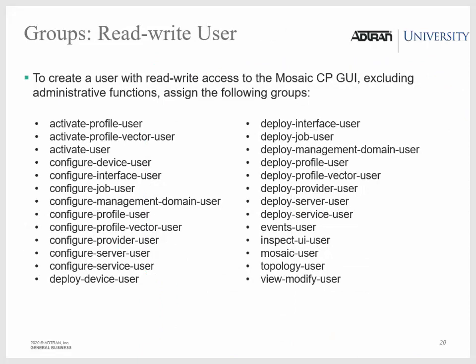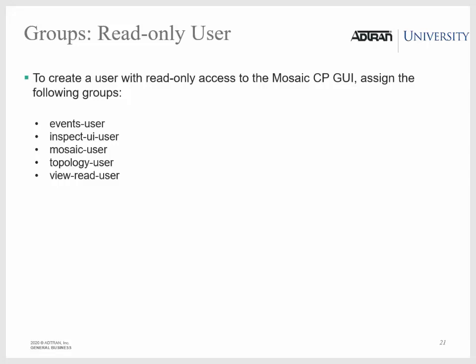For reference, here you see the permission groups required to create a user with read-write access to the MCP GUI minus the administrative functions. These individual permission groups are assigned during the creation of the new user. Here's another example. These are the permission groups you would assign for a read-only user.